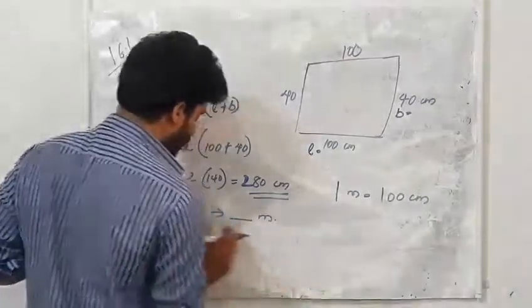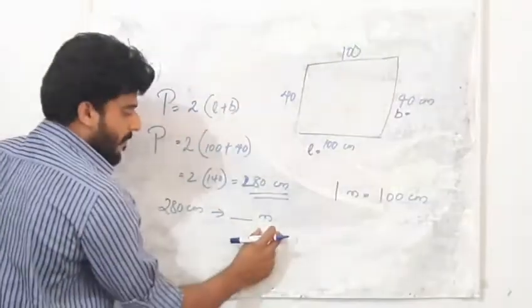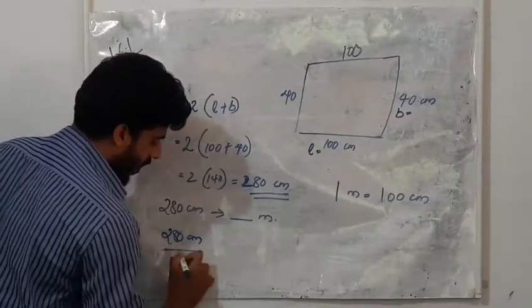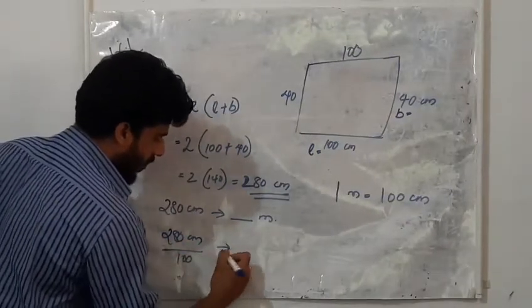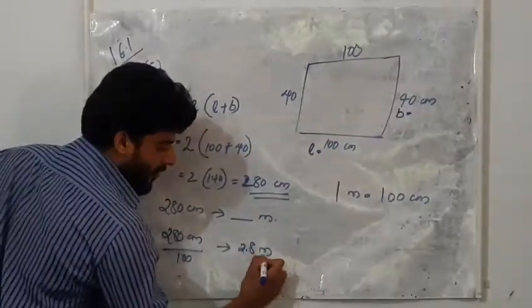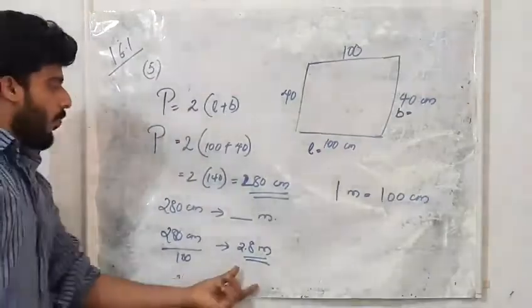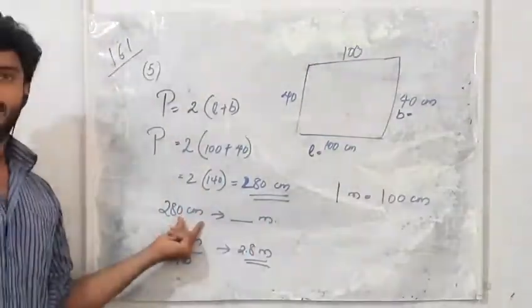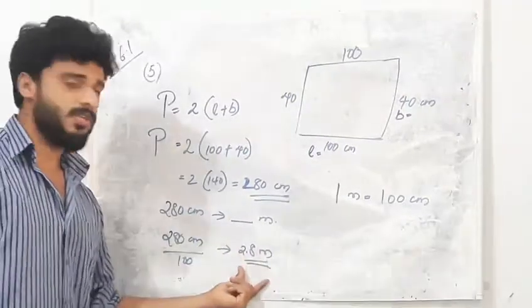In order to get this 280 centimeter into meter, we divide 280 centimeter by 100, which will give us the meter. 280 divided by 100 will be 2.8 meter. So to convert centimeter into meter, we need to divide the quantity by 100, and the answer will be 2.8 meter.